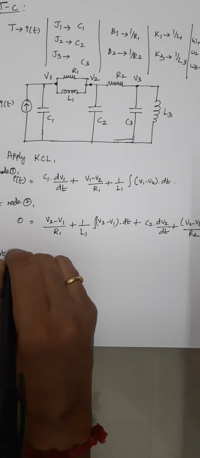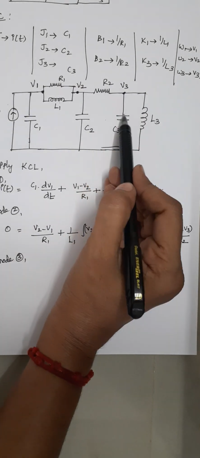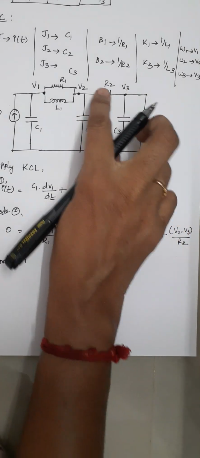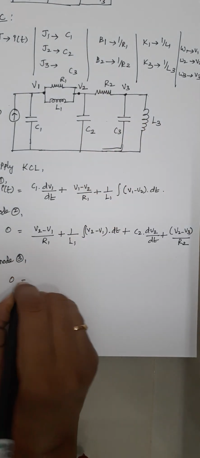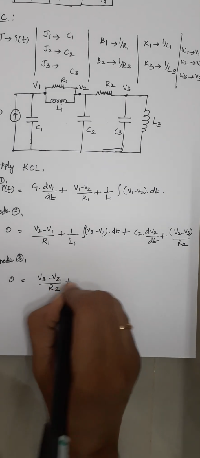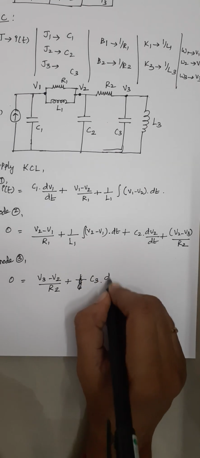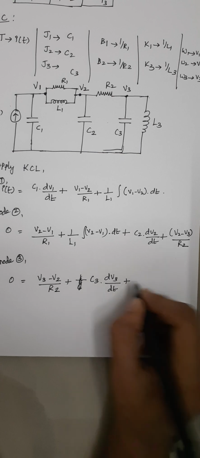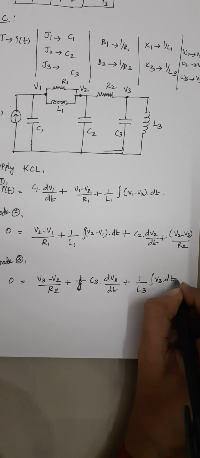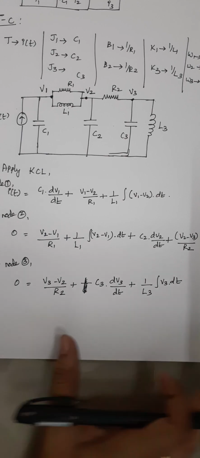And finally at node 3. So when you consider node 3, again you are having 3 elements which are connected. So write down the expressions. No current source for this node 3, right? Because we are having only simply elements. So current source is 0, which is equal to (V3 minus V2) divided by R2 plus C3 into dV3 by dt. Again for L3, 1 by L3 into integral of V3 into dt. So this is the respective expression for node 3, right?